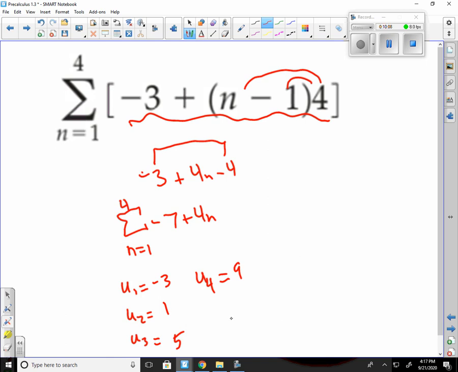Now I combine all these terms. Negative 3 plus 1, that's negative 2. Negative 2 plus 5 is 3. 3 plus 9 is 12. And that's my final answer. So don't let the Greek symbol intimidate you, because it is really just a symbol for telling us that we're doing the sum.